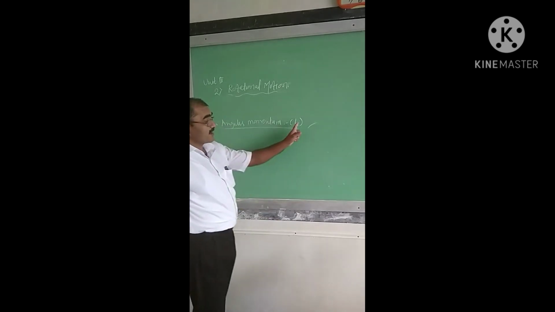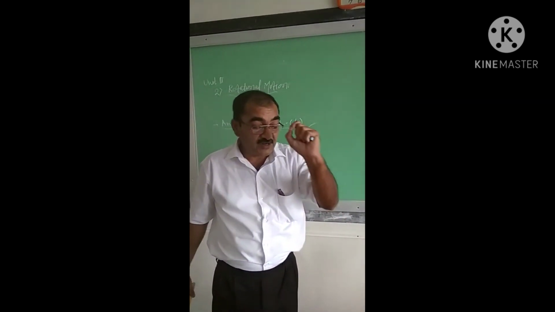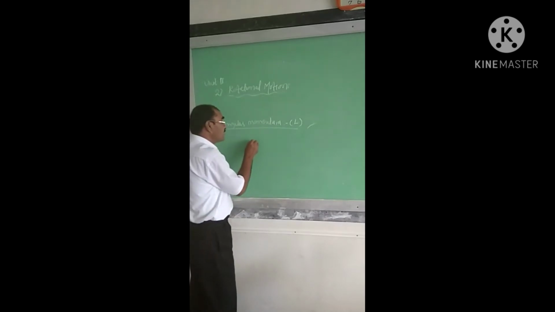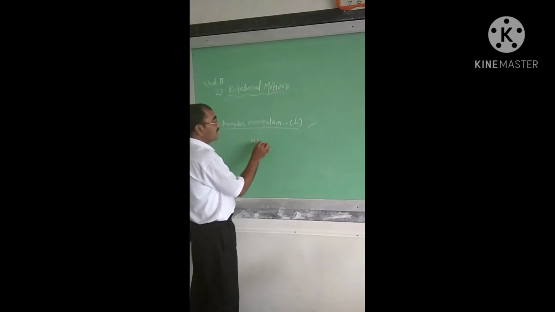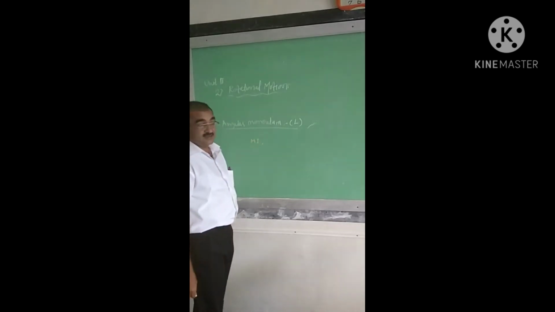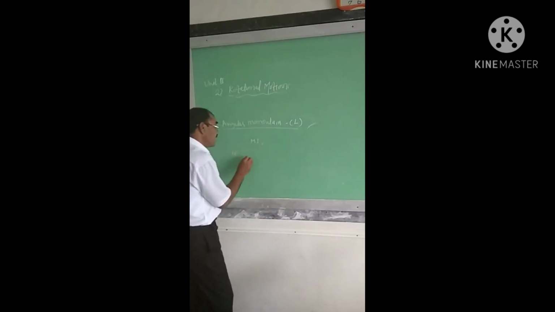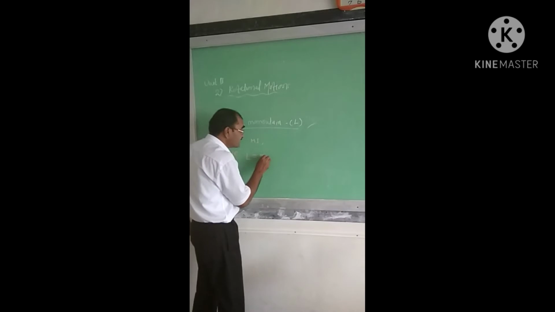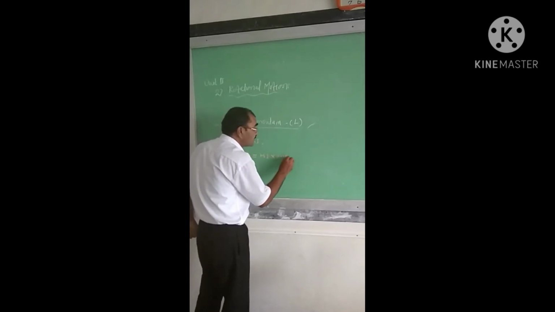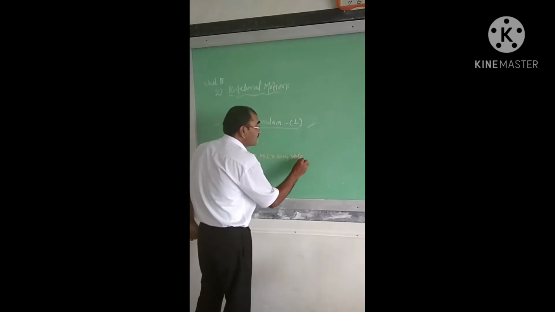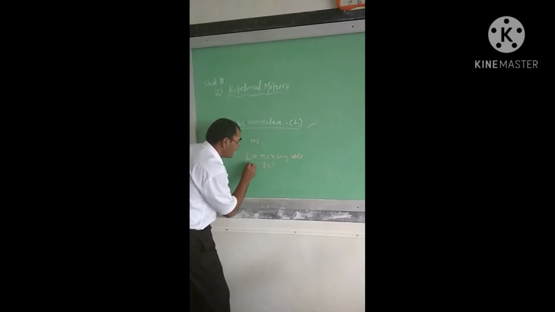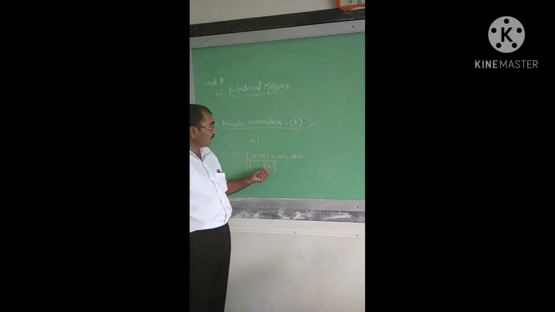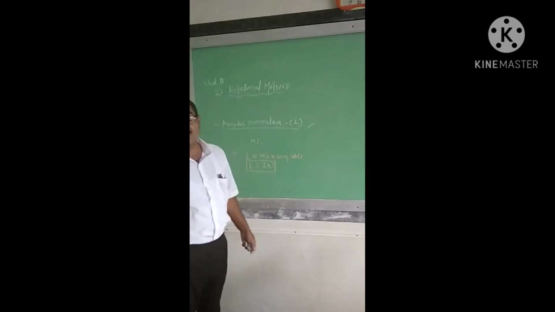Now we will discuss the second point, the angular momentum. Angular momentum is denoted by capital L and defined as the product of moment of inertia of the body and its angular velocity. That is, capital L equals the product of moment of inertia, I, into angular velocity omega. That is, the angular momentum is equal to the product of moment of inertia and its angular velocity of the body.